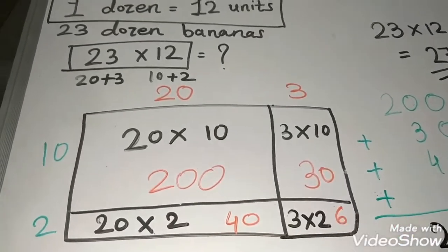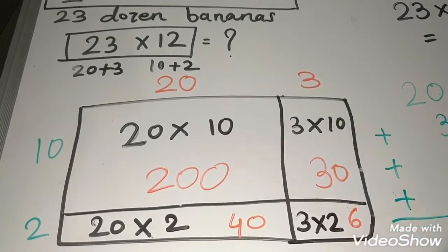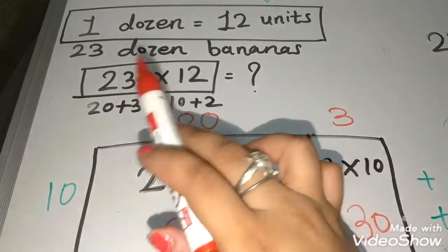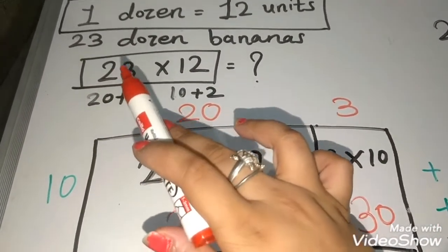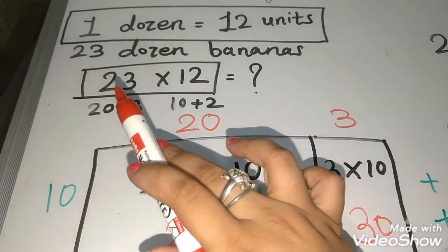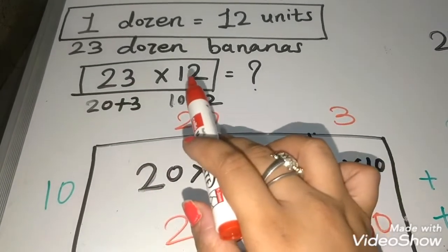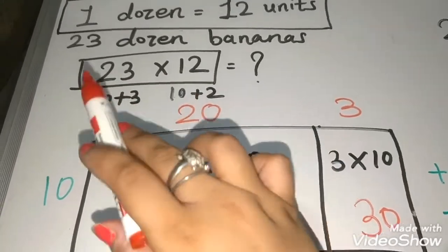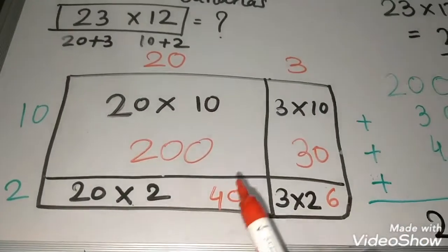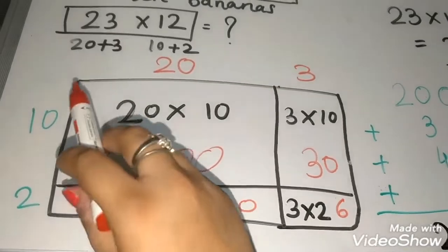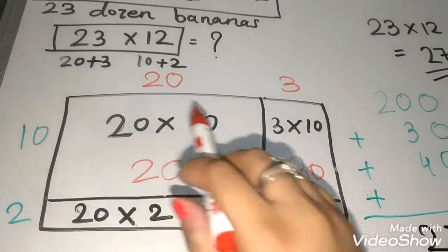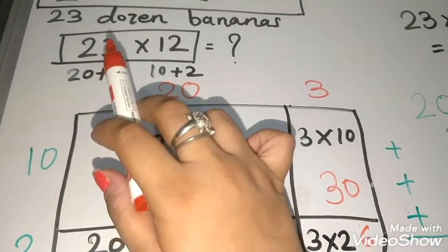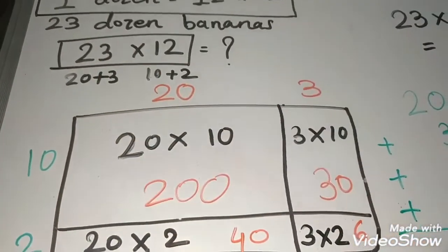To find out the total number of bananas, I have multiplied 23 with 12. Why 23 with 12? Because there are 23 dozen bananas in total and 1 dozen bananas equals 12 bananas. So 23 times 12. And then I have made a table like this. A rectangle box, then 4 partitions in the box. And then I have expanded these two numbers.